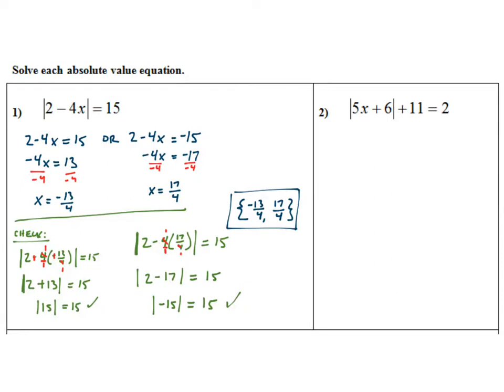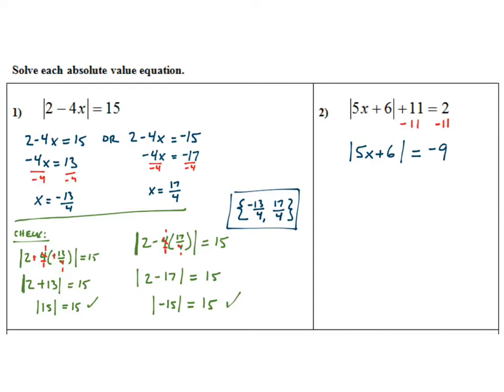All right, let's go ahead on to our next one, number 2. And again, our first step is going to be isolate our absolute value. So in this case, I need to move the negative 11 to the other side in order to isolate the absolute value. That will provide me with the absolute value of 5x plus 6 equals negative 9. All right, the absolute value is by itself. Our next step is to break this into the two possible equations, if there are such.